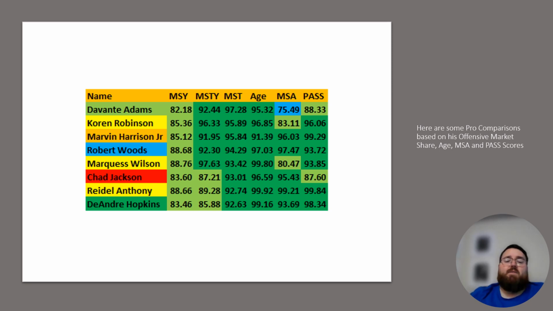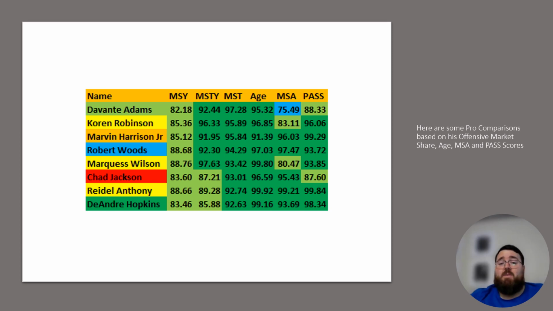So we have guys like Devontae Adams, Corrin Robinson, who was a pretty high up there pick who kind of busted a little bit in the NFL due to some character reasons. Robert Woods as well. You have Marquise Wilson, who was kind of a later round pick. Chad Jackson. Patriot fans know Chad Jackson. And then, of course, you have Rydell Anthony and DeAndre Hopkins. Not a bad list to be on, to be honest.